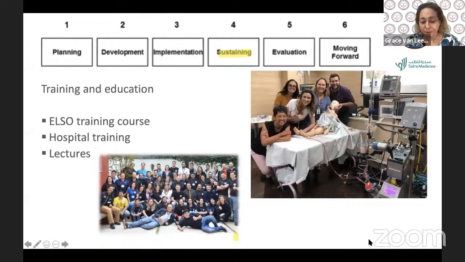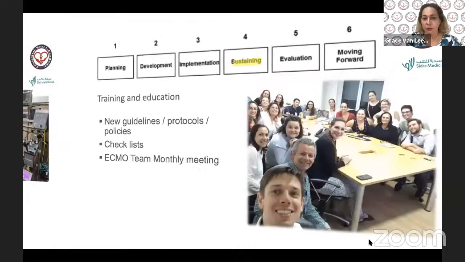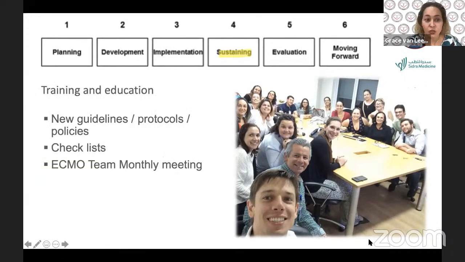Every time we have to write a new guideline or new protocol, we use our monthly meeting to present that protocol or guideline to the team and to ask for suggestions, so everybody would be part of the new guideline. And we developed a lot of checklists to try to be error-proof and to increase the safety of our patients.